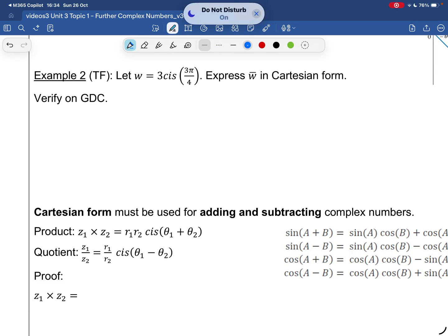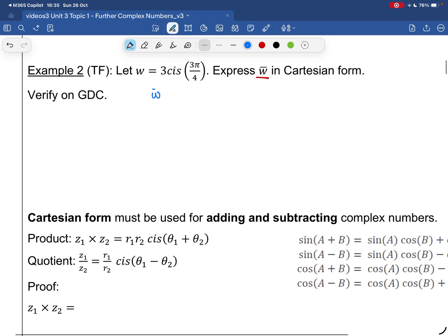All right, so let W equal 3 cis of 3 pi on 4, and they want us to express the conjugate of W in Cartesian form. Now remember, the complex conjugate is always going to have the negative of the angle that we're working with, or the opposite sign of the angle. So in polar form, our complex conjugate is going to be 3 cis of negative 3 pi on 4. And they want us to put that into Cartesian form.